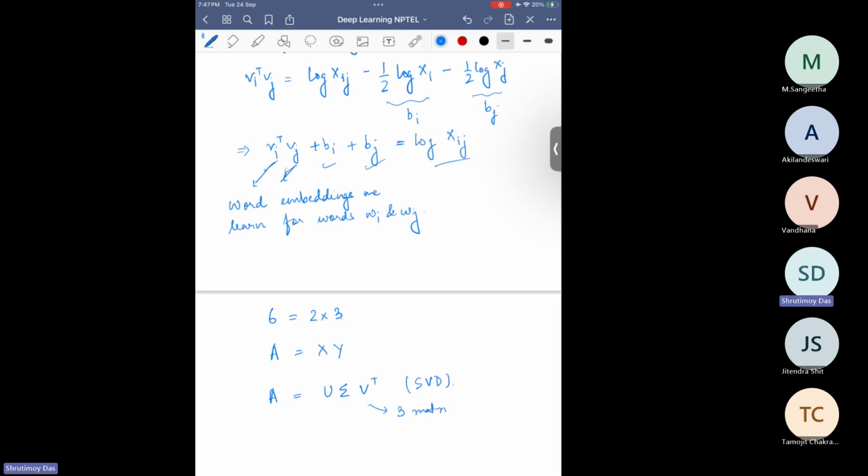You can also combine the first two and say we have X V transpose, where X is equal to U sigma. So this is matrix factorization. You're just writing that matrix as a product of two different matrices.